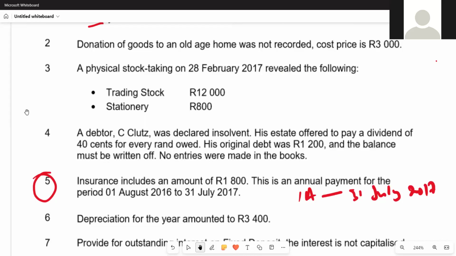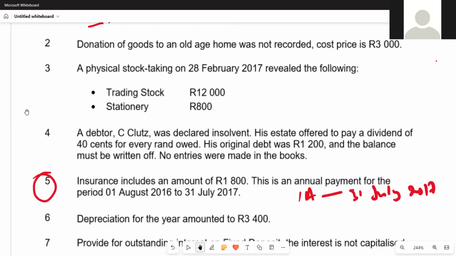If you go to item 2, donation of goods to an old age home was not recorded, cost price 3,000 rand. So any donation that has been made is an expense. It has to be put under operating expenses. So we've got 3,000, which is indicating our expense as donation. So we go there. So here we are saying donation, and we are saying 3,000.